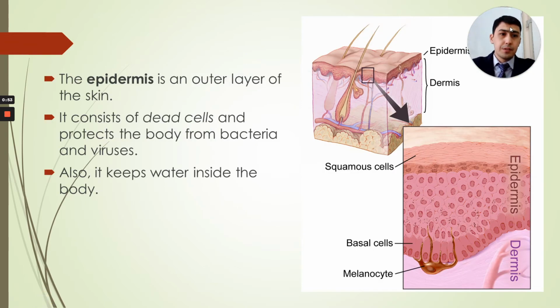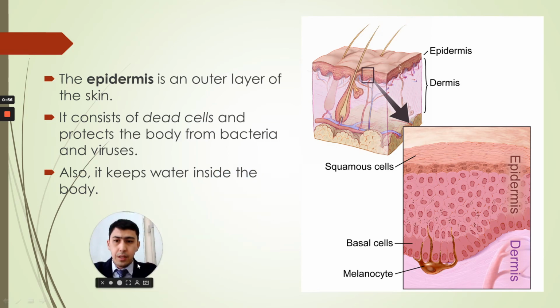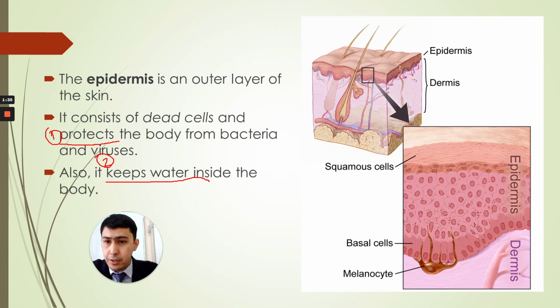So epidermis, that's the outer layer of the skin, and it consists of dead cells. Do we really have dead cells in our organism? Yes, we do. And the function of those dead cells is to protect the body from bacteria and viruses entering our organism. The second function is keeping water inside. Otherwise, maybe all the water that we have inside would evaporate.